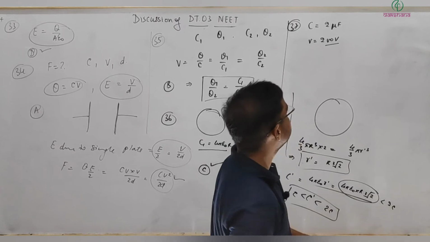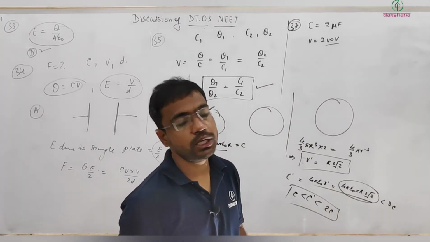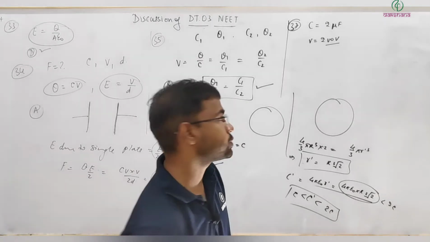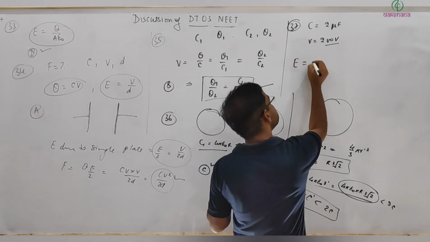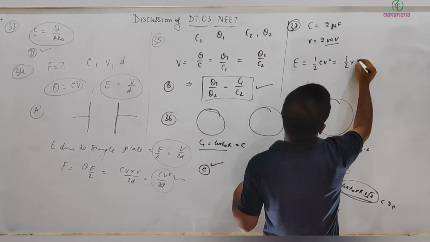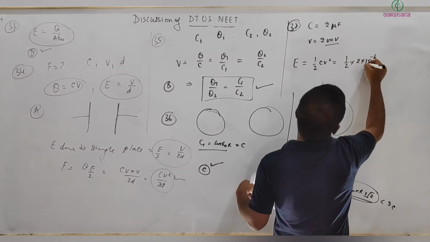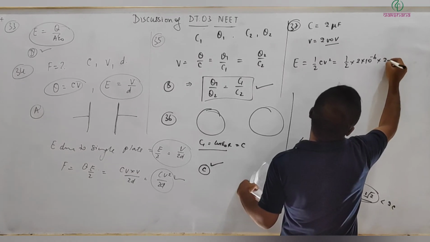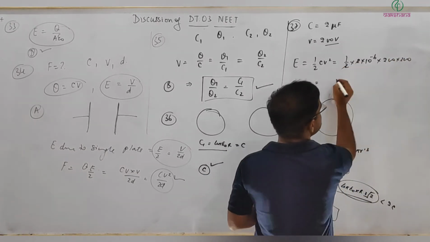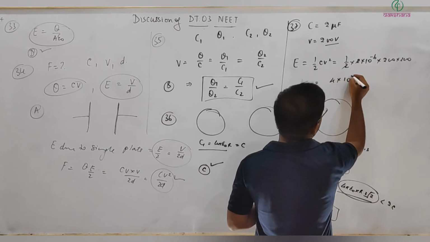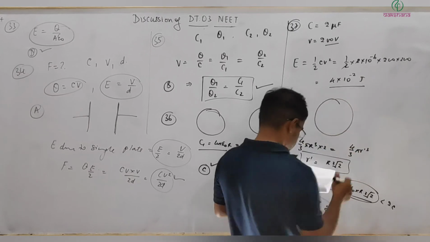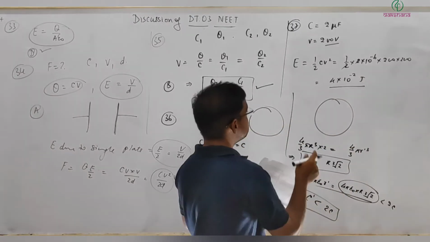The heat produced in the resistance will be equal to the energy stored in the capacitor, and energy stored in the capacitor is half CV square. So this is 1 by 2 into C, which is 2 into 10 raised to the power minus 6, into V square, that is 200 into 200. Simplifying it, the 2 gets cancelled, it's 4 into 10 raised to the power minus 2 joule, and that option is C.